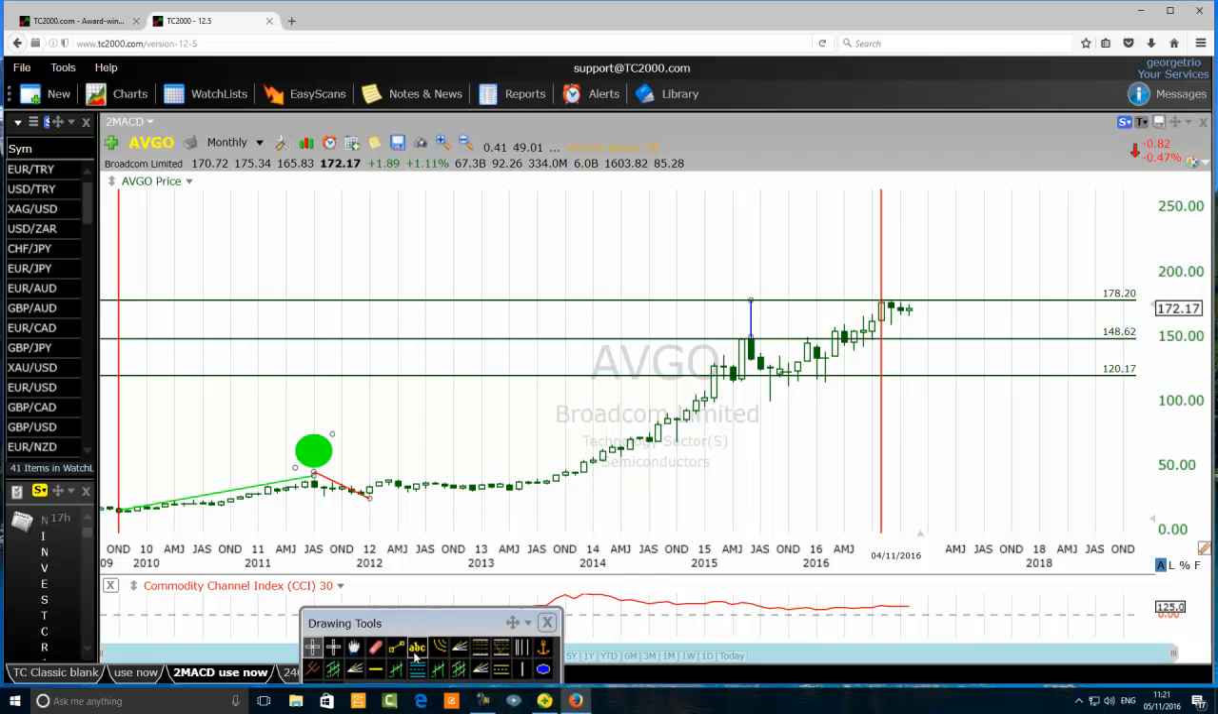Then my third Elliott wave has been subdivided into 5 minor waves. This is the first minor wave of the third wave. It's not easy, isn't it? All right, it's not easy. It's the second minor wave of the third wave.